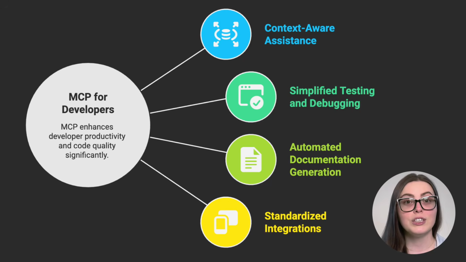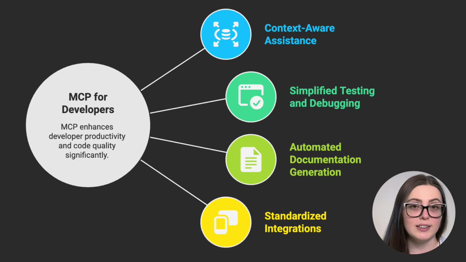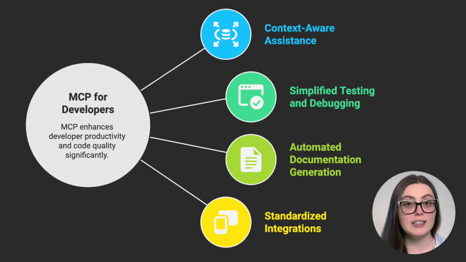Now that we understand MCP and how it differs from traditional APIs, let's explore what's possible and who can benefit from this powerful technology. For developers, MCP significantly enhances developer productivity and code quality. With context-aware assistance, we can directly query databases like Postgres from our IDE using natural language. So this helps us avoid context switching. For example, we can ask, show me all the users who signed up in the last week but haven't completed their profiles. And this becomes a simple, very immediate interaction.